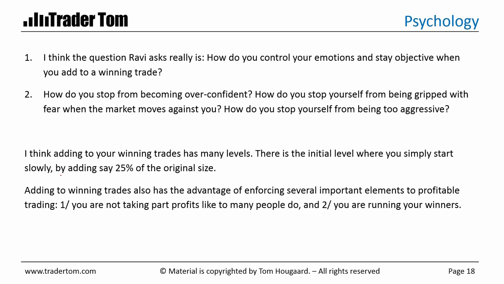There is the initial level where you simply start slowly by adding, say, 25% or 10% of your original trading size. So let's say that you traded £1 a point, then your next add-on position to your winner would be 25 pence. Adding to winning trades also has the advantage of enforcing several important elements of profitable trading. One, you're not, like 90% of people, thinking about taking part profits. Instead of trying to figure out how to take part profits on your open position, you're thinking, how can I make my position bigger? Secondly, you are training yourself to run your winners. And that is a crucial part of profitable trading.